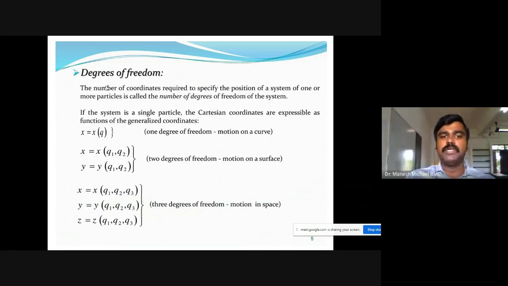Suppose you are considering two-dimensional motion, that means the particle is moving in a plane. So at least two coordinates are needed to describe that motion. So in the case of two-dimensional motion, the degree of freedom is 2. Similarly, in three dimensions, you are dealing with x, y, z coordinates. So you need a minimum of three coordinates for the definition of the particular motion. So degree of freedom is the minimum number of independent coordinates needed to specify or define the system completely.